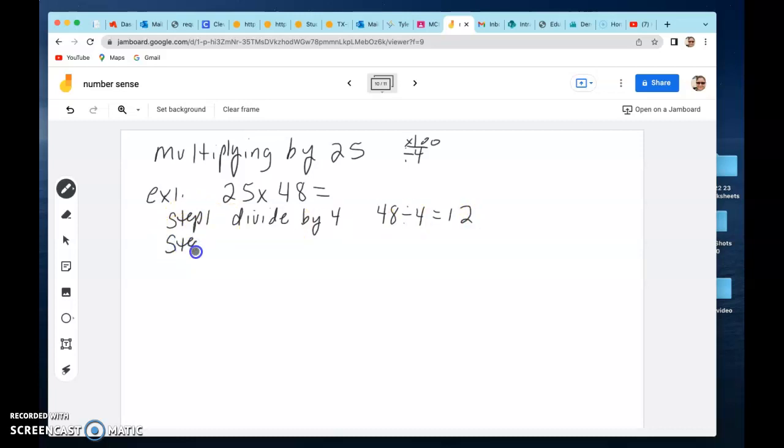Step 2, multiply by 100. So 100 times 12 is 1200, which is my answer.